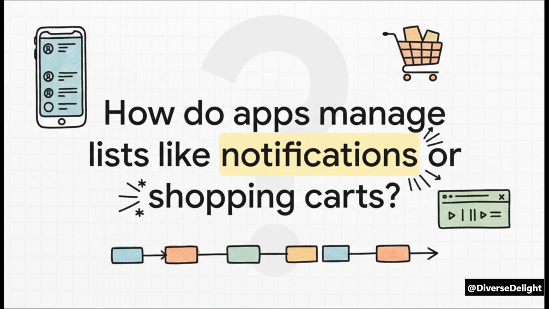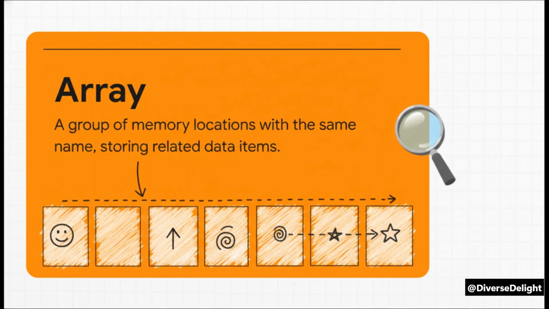Just think about it for a second. Every single time you open an app and see a list of things, your social media feed, the songs in your playlist, all those items in your Amazon cart, there's something behind the scenes keeping all that stuff organized. So, how do they actually do it? Well, the answer, 9 times out of 10, is an array.